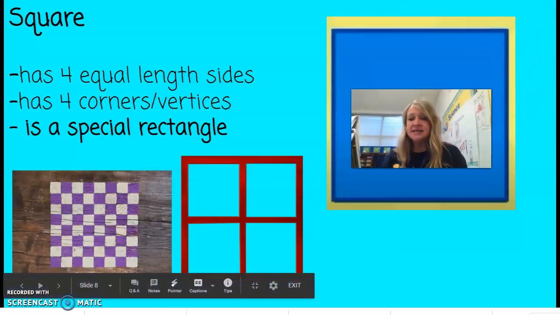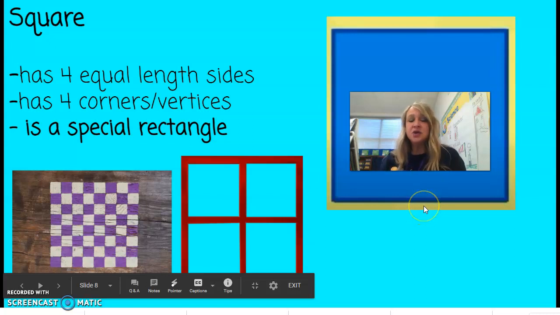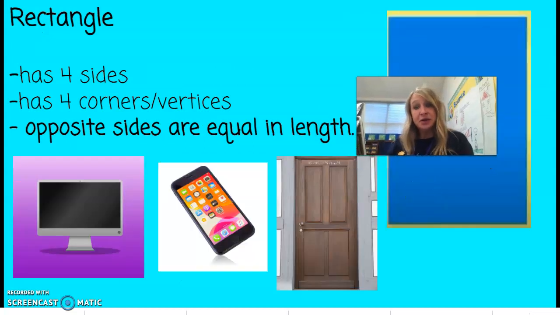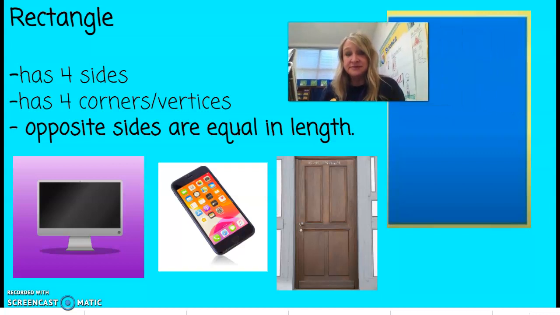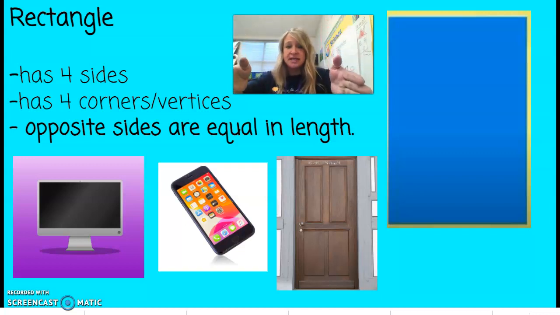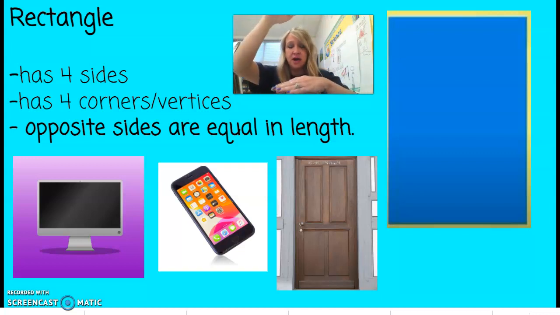Square. Say square. A square has four equal length sides, four vertices, and is called a special rectangle. Rectangle. Say rectangle. This is a rectangle. A rectangle has four sides, four vertices, and the opposite sides are the same length. The sides opposite each other: top and bottom, left and right.